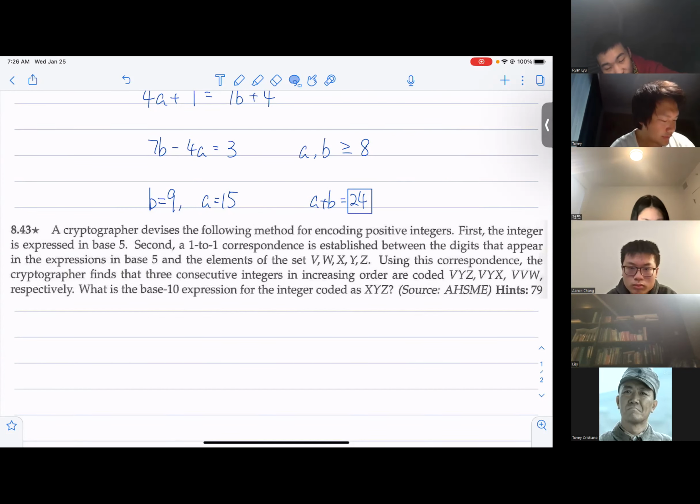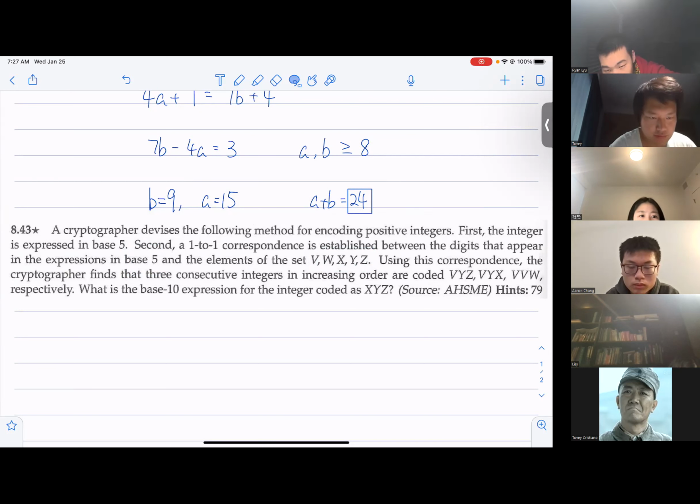Okay, see if you can make sense of the question. It's basically saying that this cryptographer, the cryptographer means he's encrypting numbers, right? He's making passwords sort of stuff, right? So what he is doing here is that he's translating a number into base 5 and using VWXYZ. So basically, in base 5.